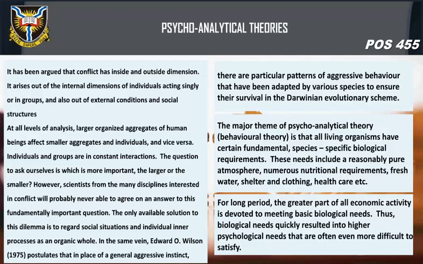However, scientists from many disciplines interested in conflict will probably never be able to agree on any answer to this fundamentally important question. The only available solution to this dilemma is to regard social situations and individual inner processes as an organic whole. In the same vein, Edward O. Wilson, 1975, postulates that in place of general aggressive instinct, there are particular patterns of aggressive behavior that have been adapted by various species to ensure their survival in the Darwinian evolutionary scheme.